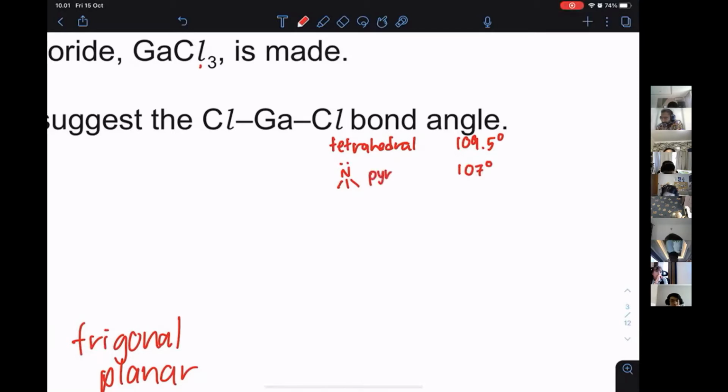This is pyramidal. And then if you look at water, 2 lone pair, because of that this is bent, and the bond angle is 104.5 degrees. So you can actually get this. There are more, but I don't want to cover them now. Just to refresh your memory on this.